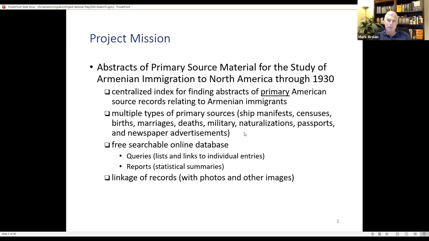And we're going to talk a lot about what the primary sources are, why I picked the different ones, and the value of each of these primary sources.